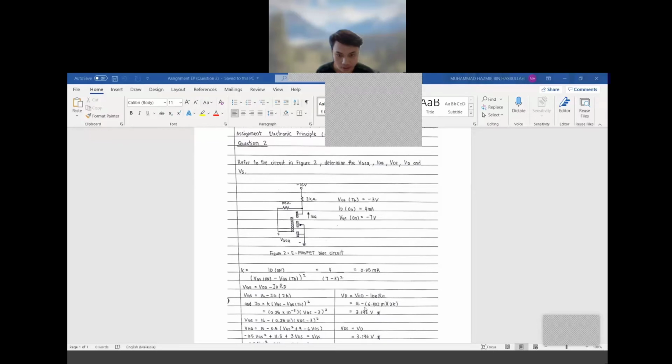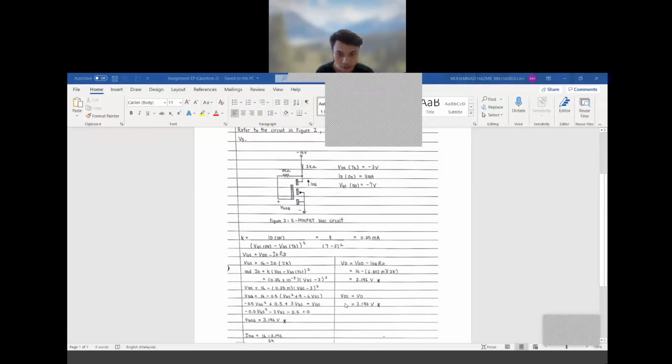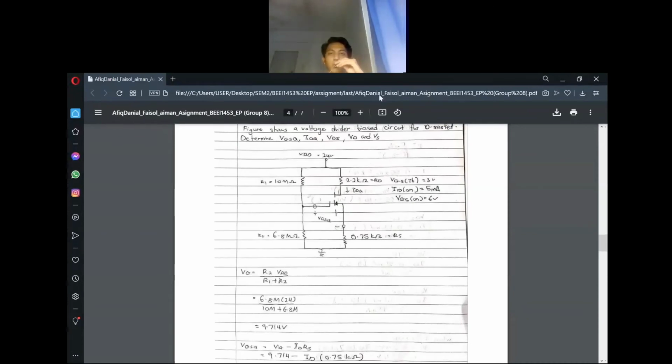And then for VD, the formula is VD equal to VRD minus IDQ multiplied by RD. You get 16 minus 6.402 milliamp multiplied by 2K. We can get the value for VD is 3.196 volt. And the formula for VDS is VDS equal to VD, so the value for VDS is the same as the value of VD. We can get the value for VDS is equal to 3.196 volt.